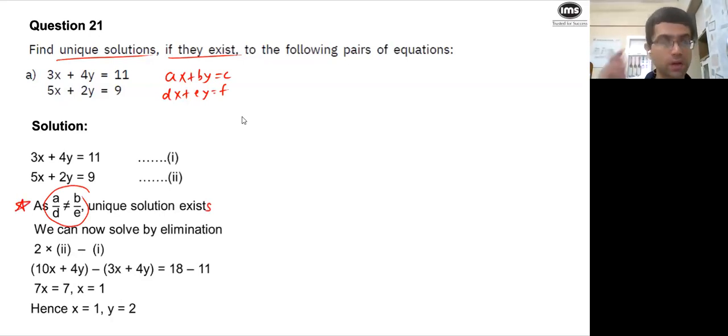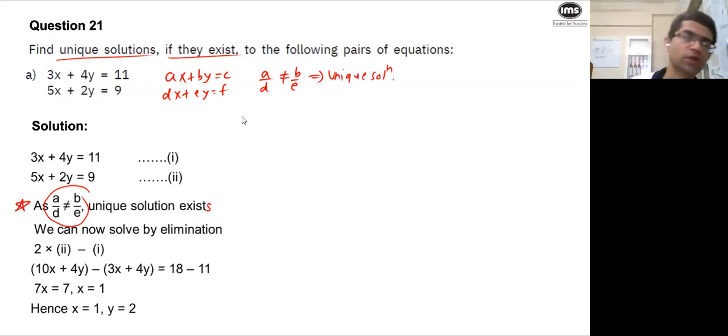This is something important that you should realize. If a by d is not equal to b by e, then I can say there is a unique solution. So there will be only one point of intersection of these two straight lines. Hope you realize that these two are straight lines, 3x plus 4y is 11 and 5x plus 2y is 9. So a unique solution does exist here because the ratio of a by d is not equal to b by e.